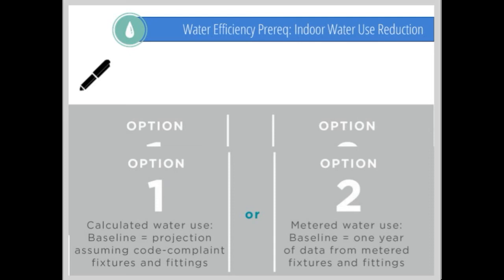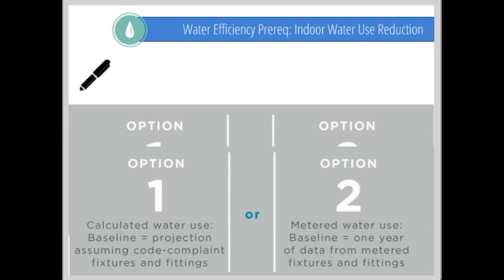Under option 2, you measure the baseline using meters. The baseline is 1 year of metered data of fixtures and fittings. During the establishment period, the team should select the appropriate option based on preferences and water meter data availability requirements.